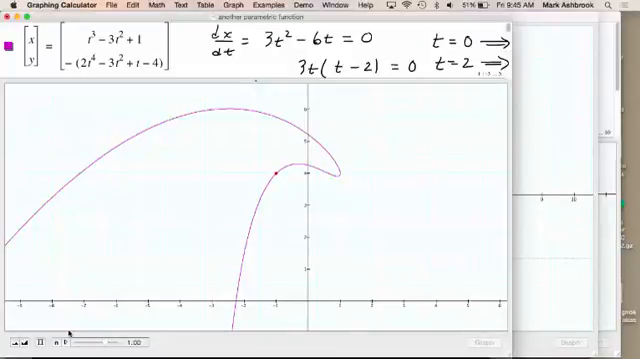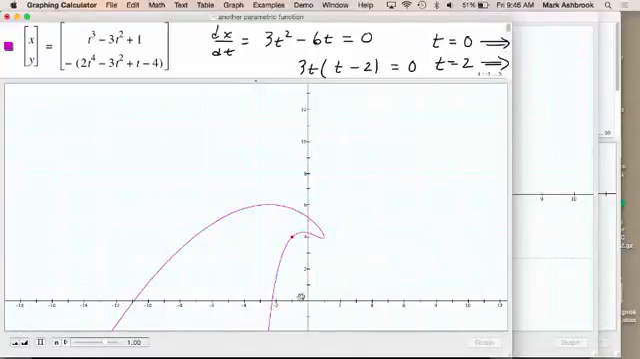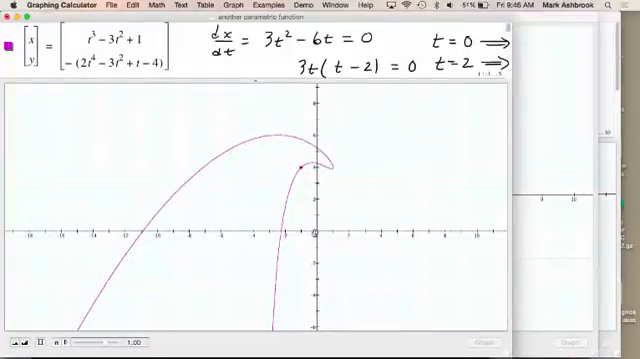Well, before we do that, let's zoom out. Is there one or two places where this thing is heading vertically? It sure looks like just this one point over here. So which one is that? Yeah, that looks like that's going to be our t equals 0. So let's look at t equals 0.